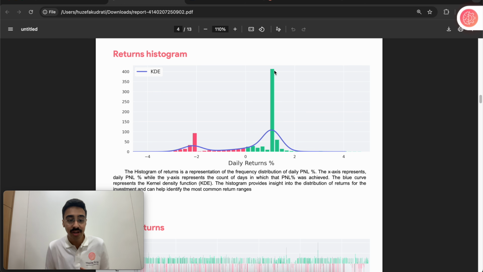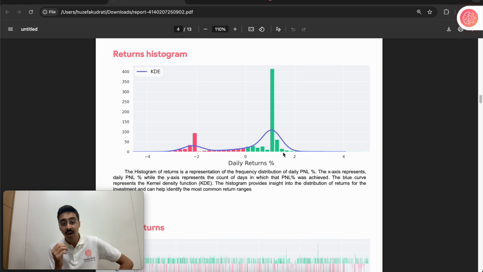Now, assume I put a trailing stop loss where I'm capturing at least the 1% profit and then allowing the profit to keep increasing as and when the market goes in my favor. In that case, what could happen? You'll see that the graph of this 400 will reduce, and you should ideally see more candles being added out here if the logic was supporting the data.